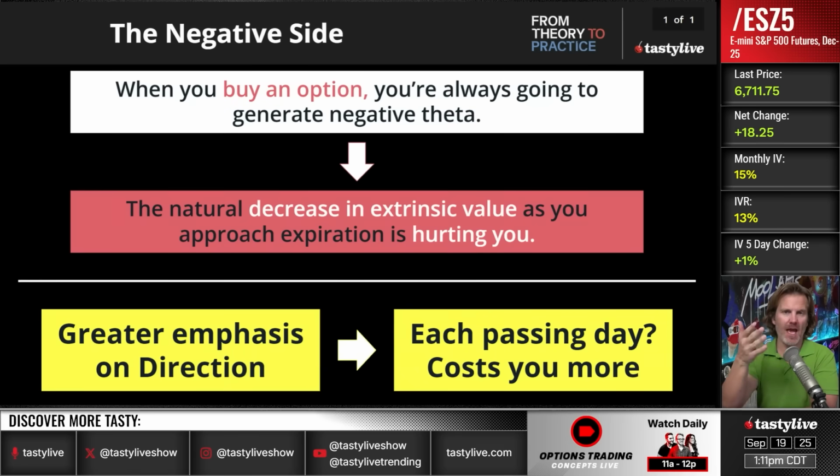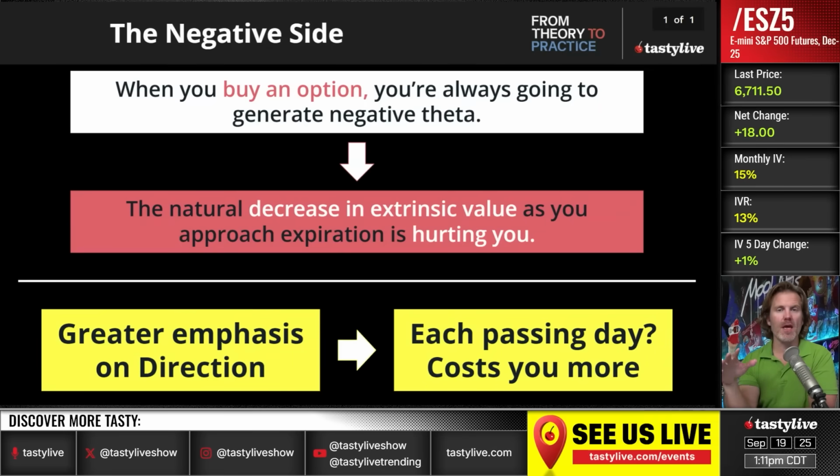So as the extrinsic value goes lower, as you approach expiration and get closer and closer to that end point for that cycle and for that specific position, the downward pressure on the extrinsic value, I should say, is working against you. That is what negative theta means. Okay.